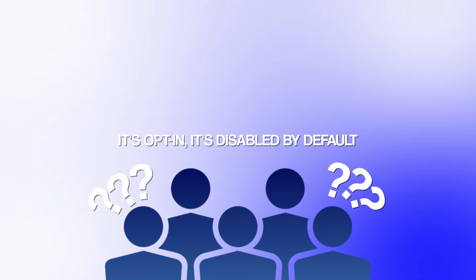OpenClaw just shipped a feature that changes how your agents actually learn over time. It's called dreaming. It's opt-in, it's disabled by default, and most people have no idea that it even exists. In this video, I'm going to show you exactly how it works because once you understand it, you'll want to turn it on immediately. I'm a software engineer.